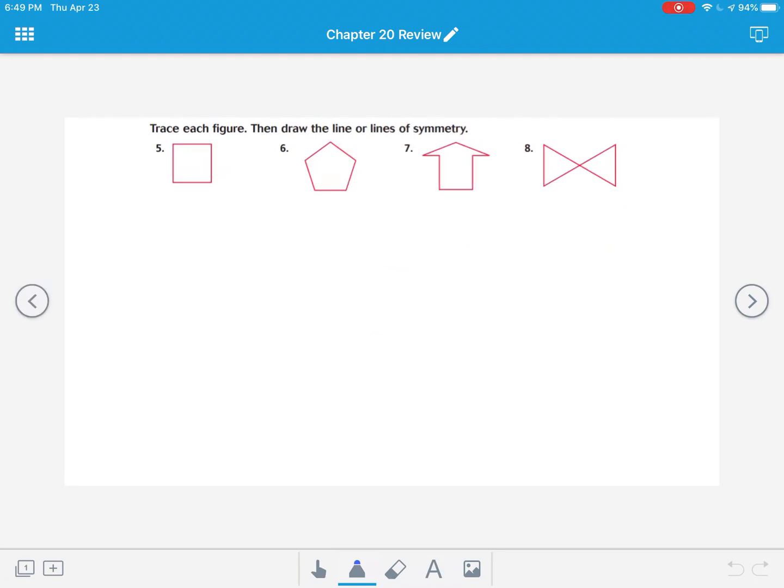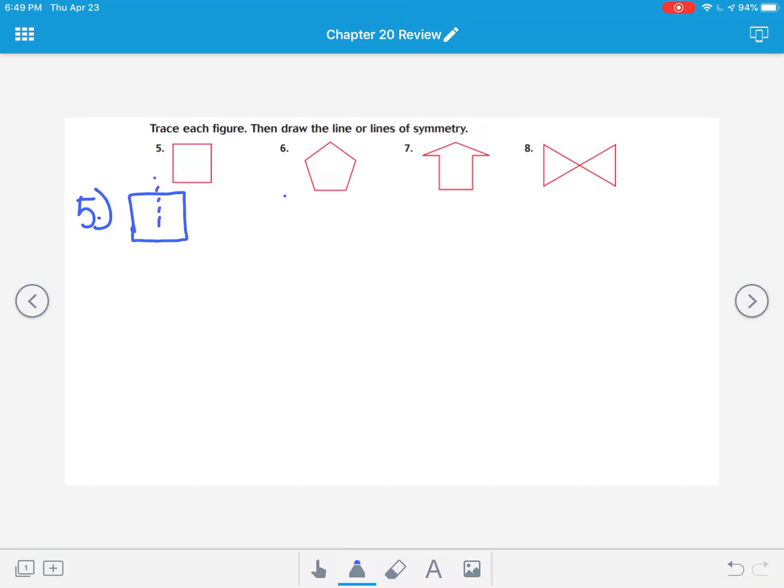Now we're going to practice drawing some lines of symmetry. So let's sketch out these figures. Number 5 is a square. So like I mentioned, line symmetry needs to be, the sides need to match up perfectly when you split it in half, whether it's vertical, horizontal, or diagonal. So let's take a look at the square.